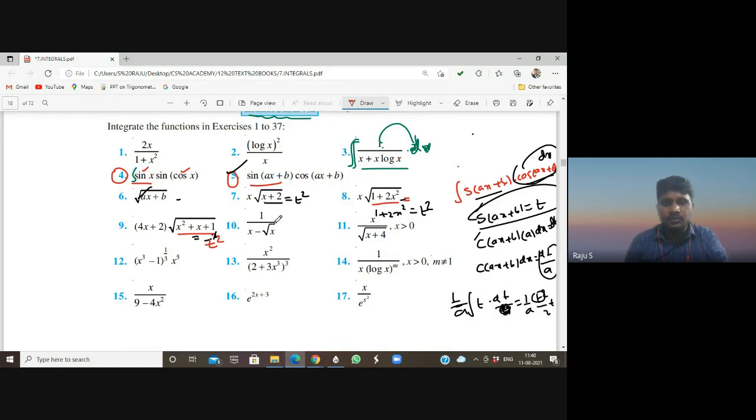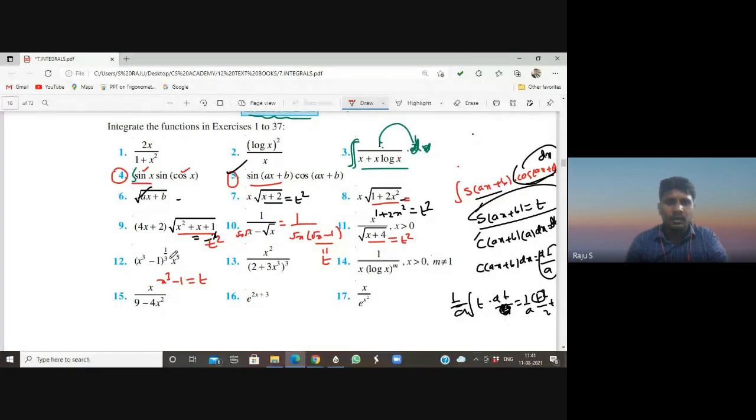And in this question, first you have to write x as root x into root x. Take one root x common, the remaining value is root x minus 1. So in this case, root x minus 1 is equal to t. Here again, x plus 4 is equal to t square, you can take. Here it is x cube minus 1, you can take as t.